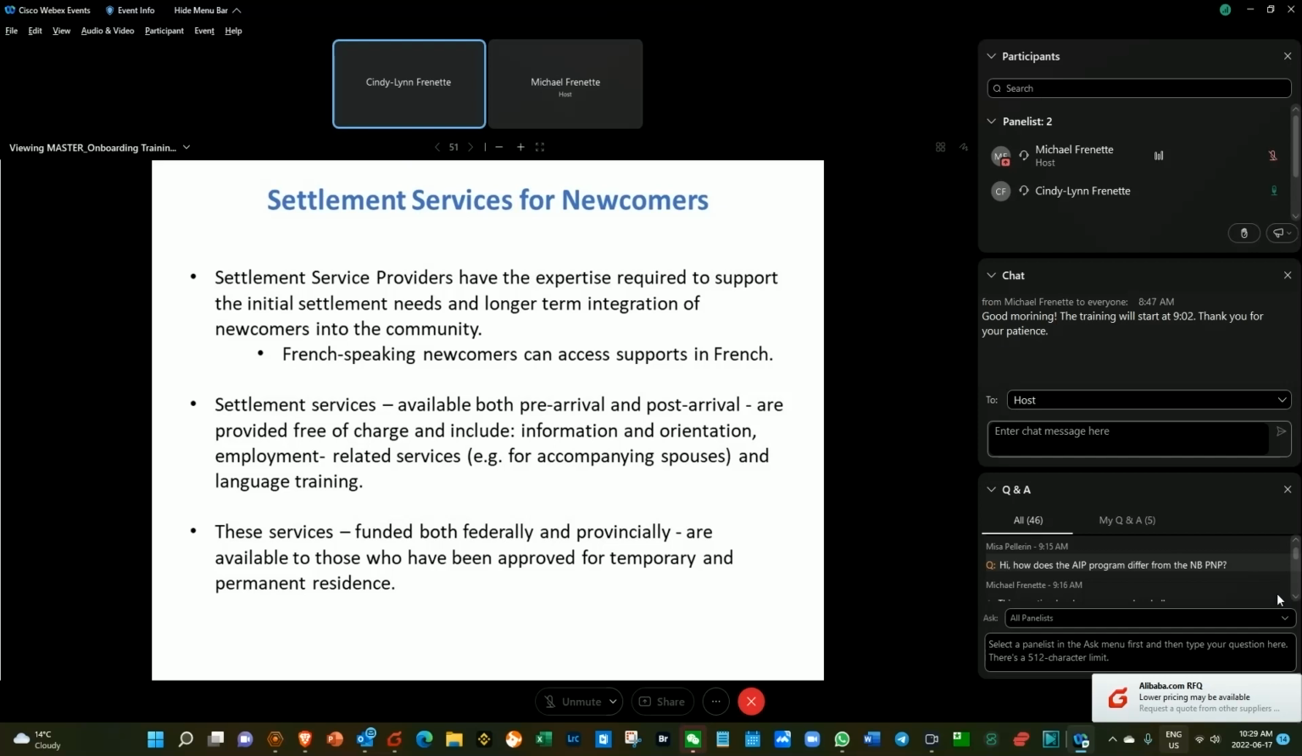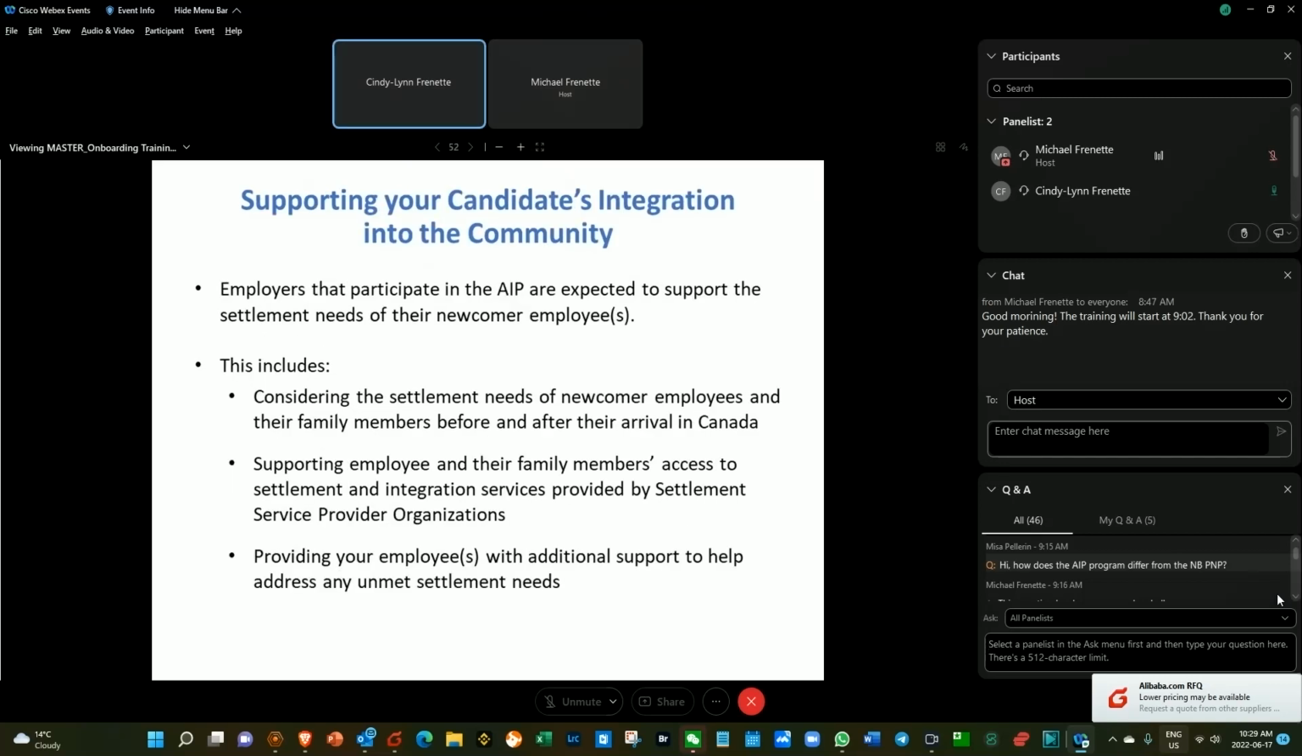You can click on the link in the presentations that will be shared following this presentation for a list of federally funded organizations in your community or nearby that help newcomers settle and adjust to life in Canada. Your organization is also encouraged to direct French-speaking newcomers to Francophone service provider organizations.